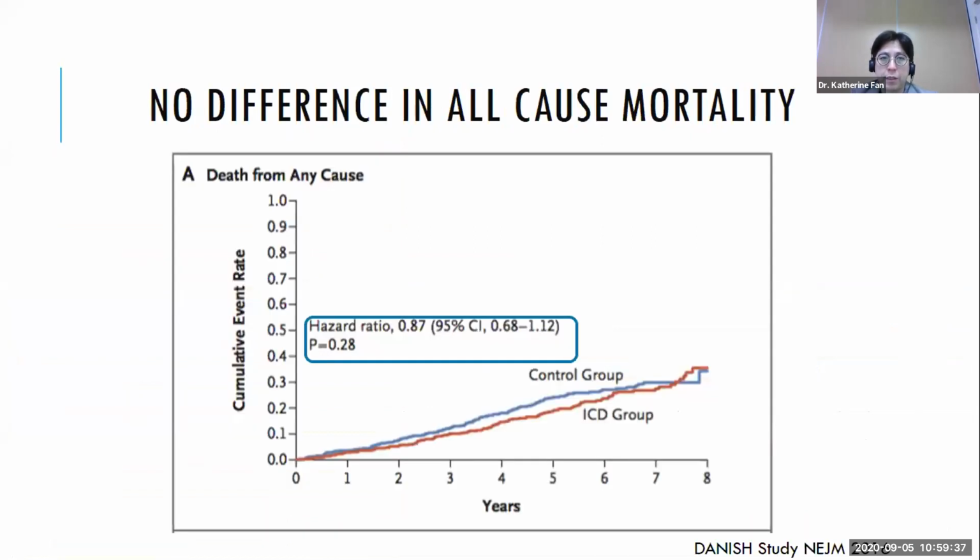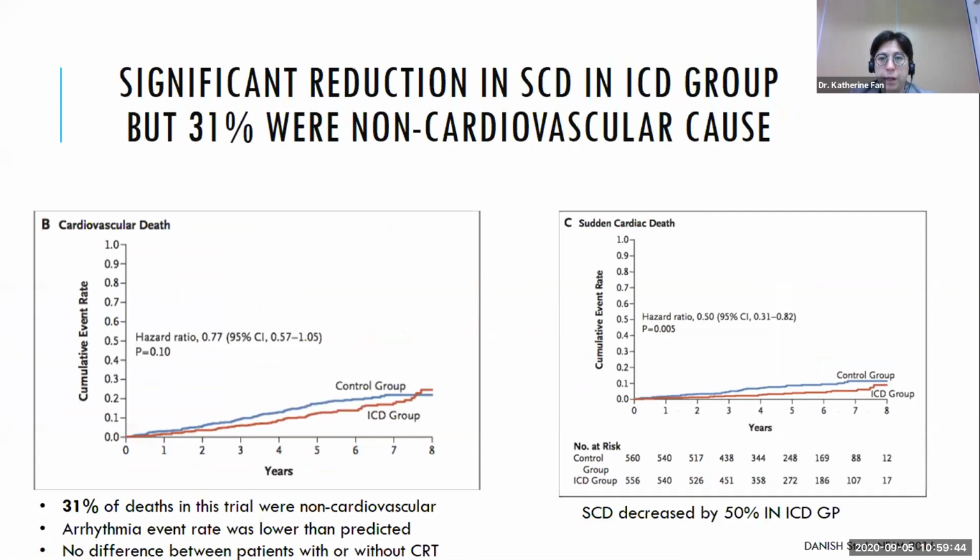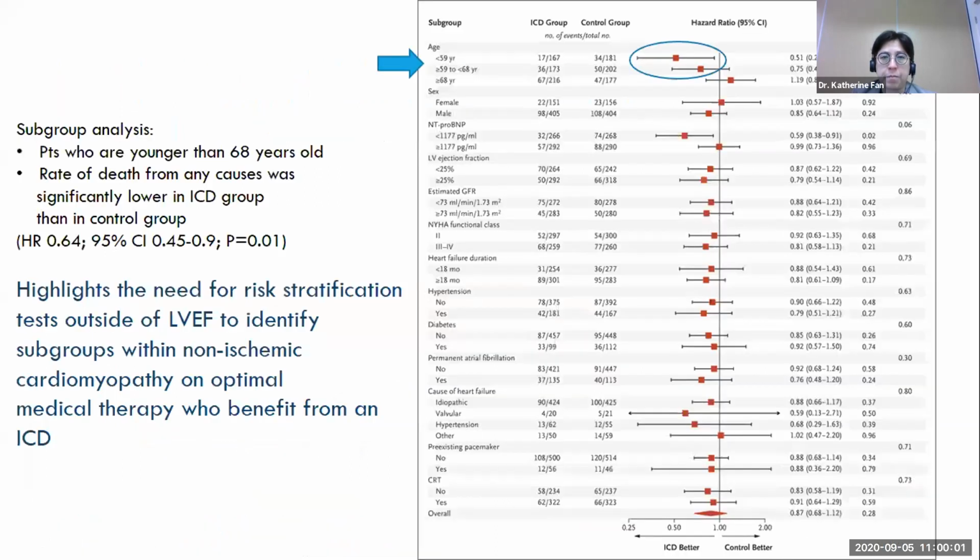And in this report, there's no difference in all-cause mortality in the Danish study. Even when we look at the secondary outcome, there is a reduction of sudden cardiac death in the ICD group. But for cardiovascular death, 31% were actually not cardiovascular, and the arrhythmia event rate was lower than predicted. And there's no difference in patients with or without CRT therapy. But out of this study, in further sub-analysis, they identified that patients of age less than 60 years old actually derive benefit from ICD therapy. So this highlights the need for risk stratification tests outside of just LVEF to identify subgroups with non-ischemic cardiomyopathy on optimal medical therapy who benefit from an ICD.